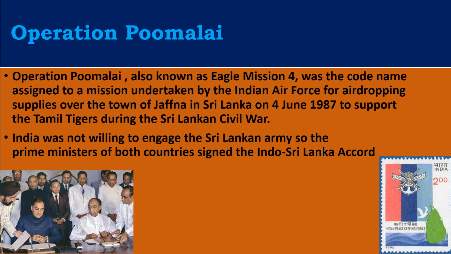Operation Poomalai, also known as Eagle Mission 4, was the code name assigned to a mission undertaken by the Indian Air Force for airdropping supplies over the town of Jaffna in Sri Lanka on 4 June 1987 to support the Tamil Tigers during the Sri Lankan Civil War. India was not willing to engage the Sri Lankan army, so the prime ministers of both countries signed the Indo-Sri Lanka Accord.